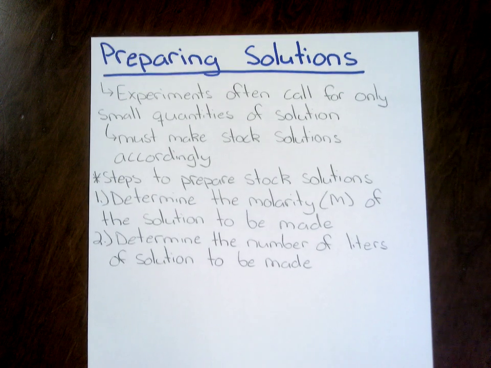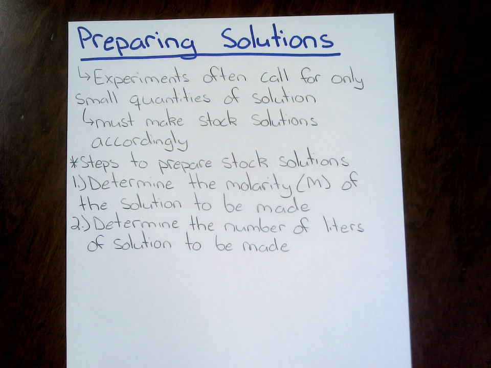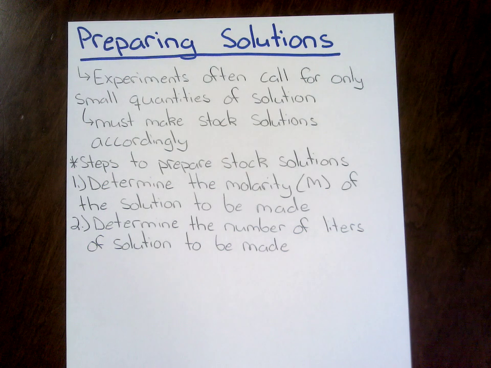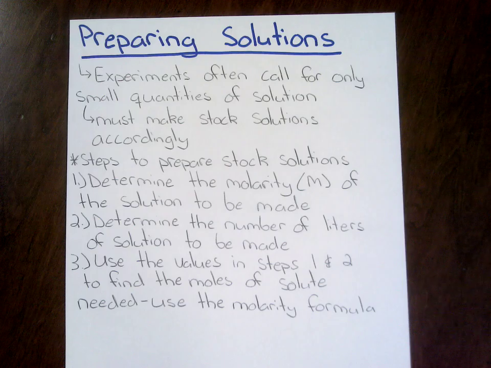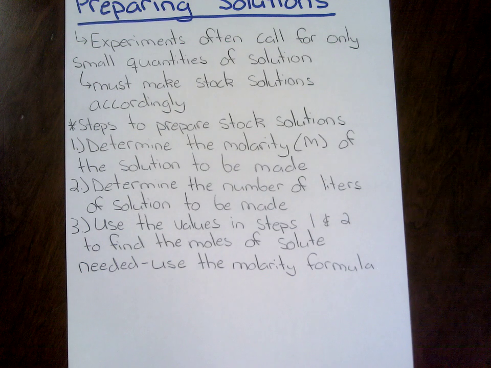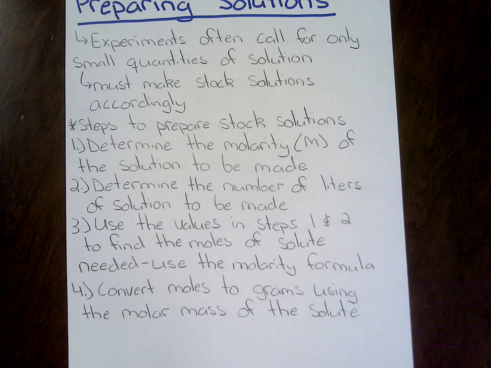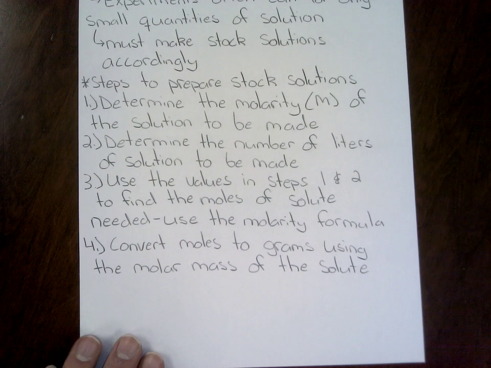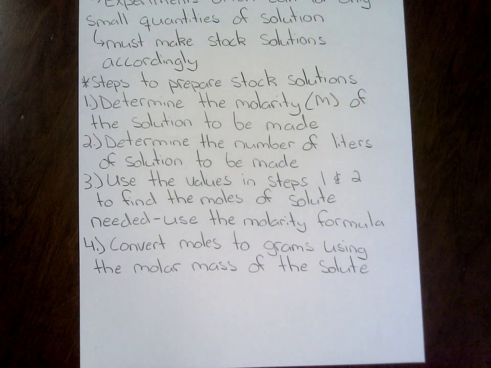The third step is to use the values in steps 1 and 2 and find the number of moles of solute needed. Now, to do this step, you need to use the molarity formula. The fourth step is to convert the moles found in step 3 to grams using the molar mass of the solute. And then the fifth and final step is to prepare the solution by adding the number of grams from step 4 with the total liters of the solution desired to correctly produce that solution with the right molarity.